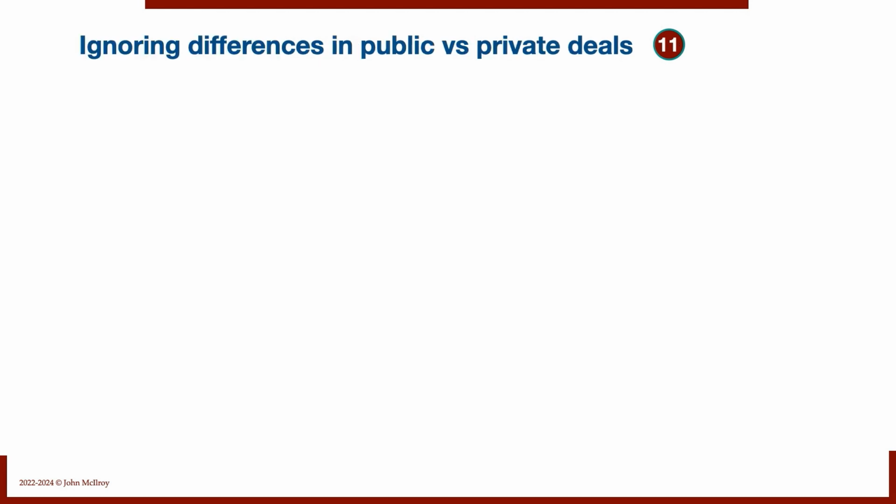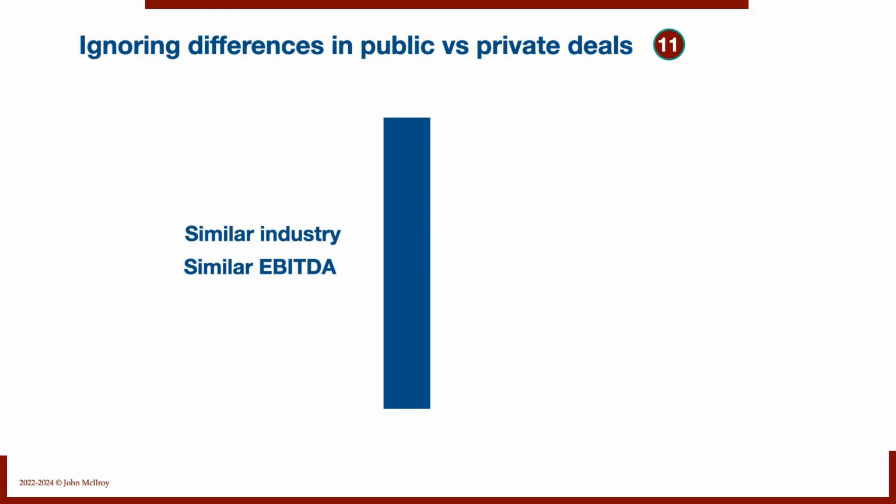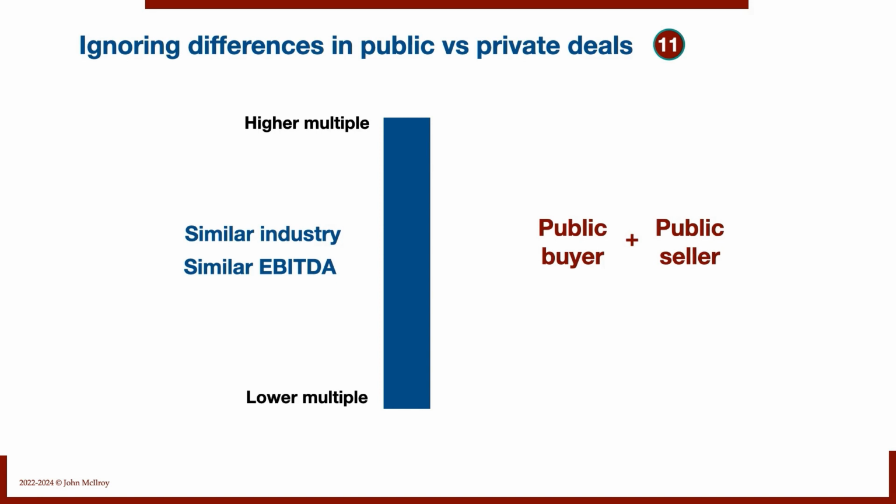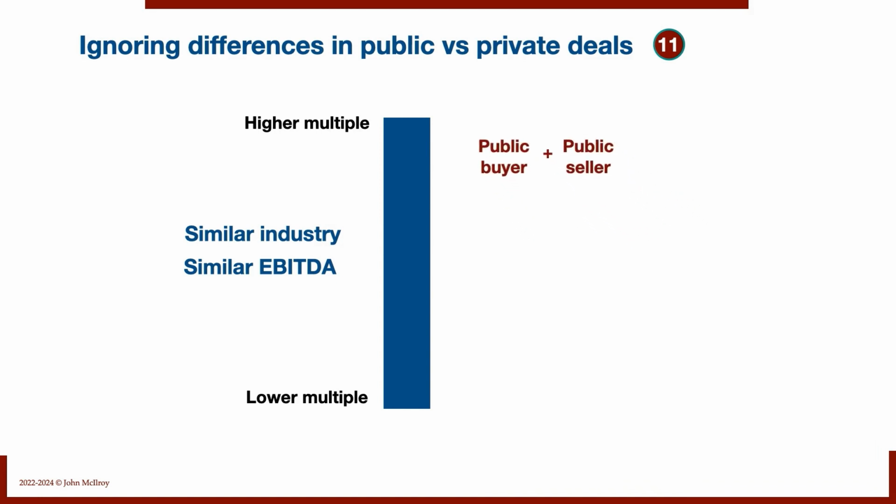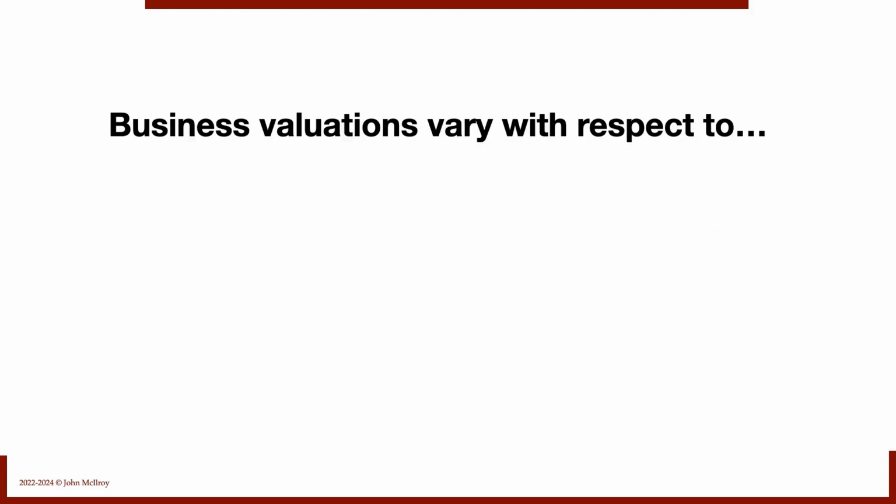When we're talking about public companies versus private companies, we could have two businesses in the same industry with the same EBITDA, and again, there'll be a difference in multiple based upon whether they're public or private companies. If we have a public buyer and a public seller, they tend to trade at higher multiples. Private buyer and private seller, they tend to trade at lower multiples. So business valuations can definitely vary with respect to industry, size, and public versus private. So you have to be very careful when you're doing these valuations to factor that in.